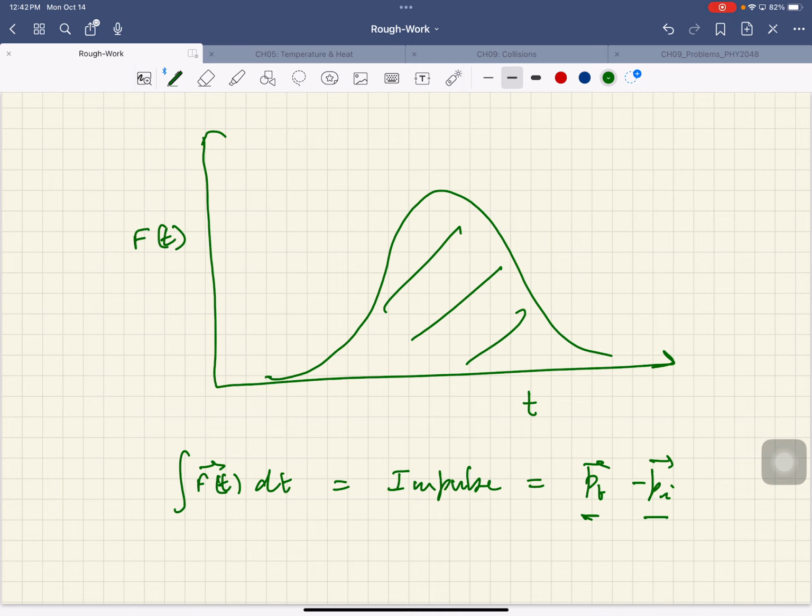So the hero of this chapter is linear momentum. This is a new quantity we are defining. It's a vector quantity, and that's the mass of the object times the velocity of the object. All right, so let's get into the chapter.